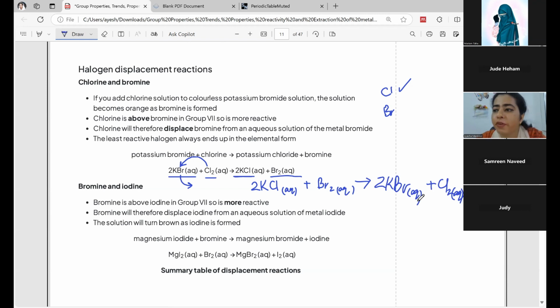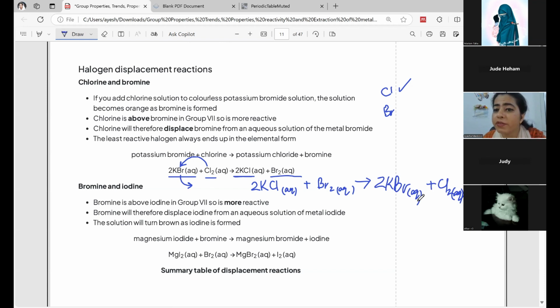Yes, Mariam. Is this reaction possible or no? Yeah, I think it can be. It can be. Okay. Yes, Jude. Miss, I think it's not possible because the reactivity of Cl is greater than Br, so how can it replace it? Right. It is not possible.